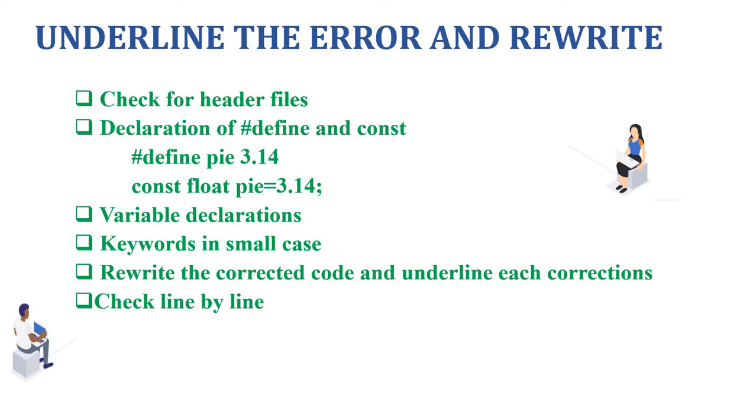The next one is variable declarations. See whether all the variables are declared. All the variables that are used in the program should be declared properly. Suppose you have used a variable in a is equal to x plus 21: a and x should be declared. All the variables in the program should be declared.